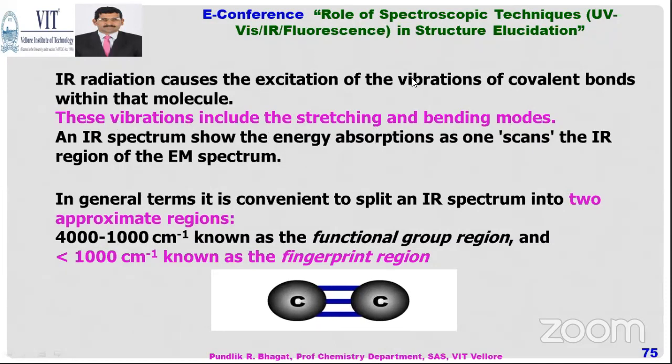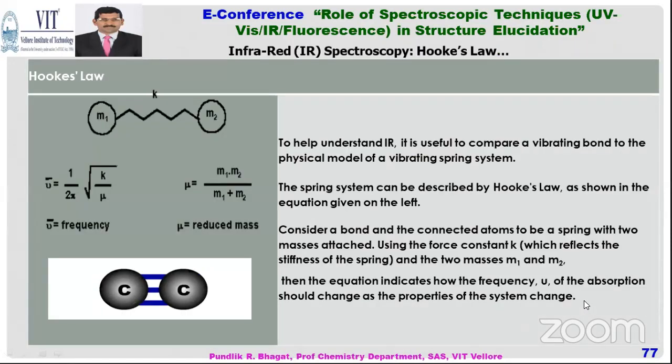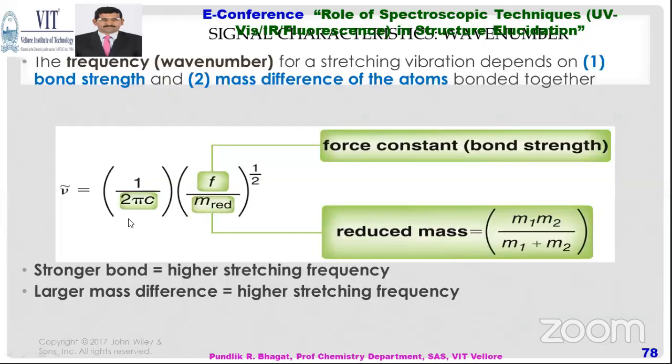As I told you, when IR radiations are absorbed, it will cause stretching and bending of the different bonds present in the molecule. This slide is repeated, so I will skip this. Here IR absorption depends on Hooke's law. The frequency is directly proportional to K, that is the force constant, and inversely proportional to mu, that is the reduced mass. See here, the same formula has been given.